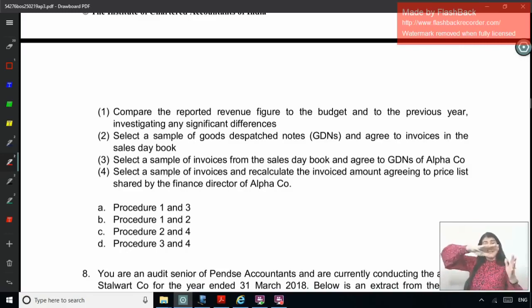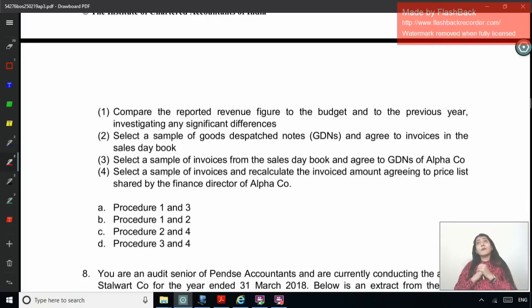See, earlier also we said starting from the purchase ledger rather than starting from the shipping documentation. So here also I would say rather than starting from the goods dispatch note, better to start with the sample of invoices from the sales day book. Right, and select a sample of invoices and recalculate the invoiced amount agreeing to the price list shared by the finance director of Alpha company.